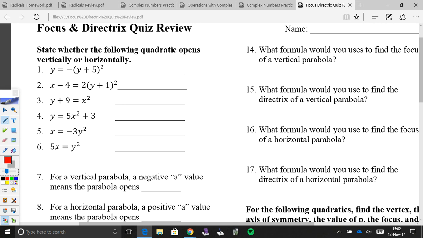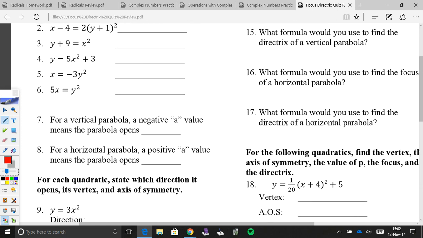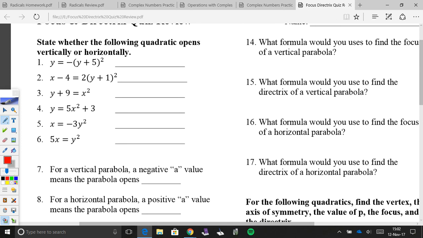So I'm going to cover the review, but the review has all the same types of questions that you're going to see on the Focus and Directrix quiz. Now, keep in mind, you do need to make sure you have your notes. I'll cover some of the things that you would find in your notes, but mostly having your notes is key to this. So let's just state number 1 through 6.